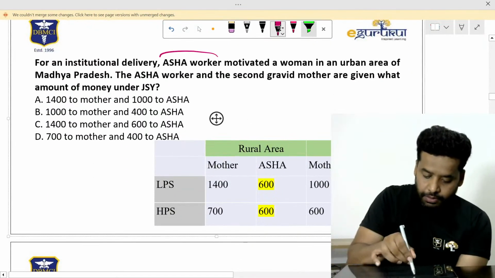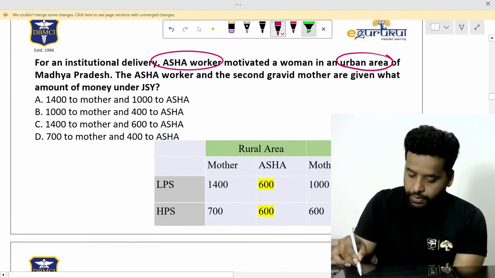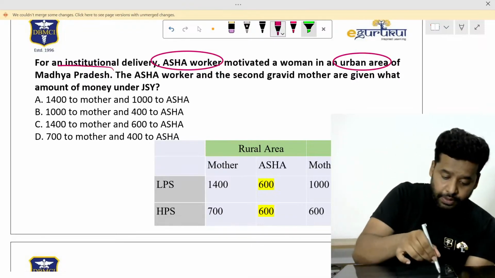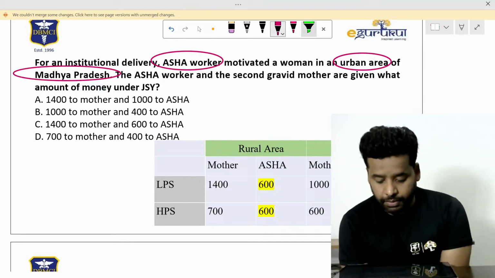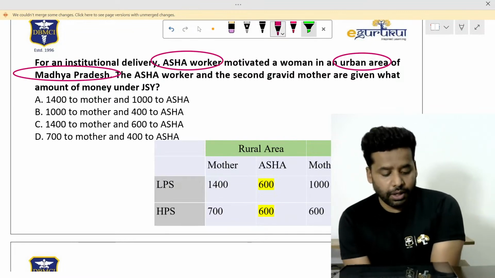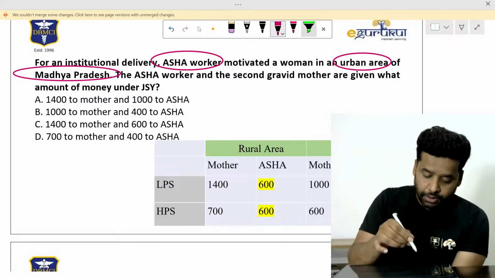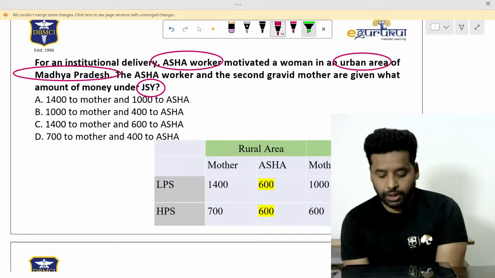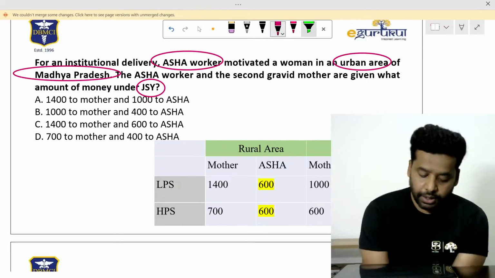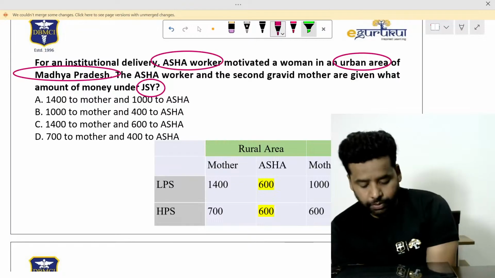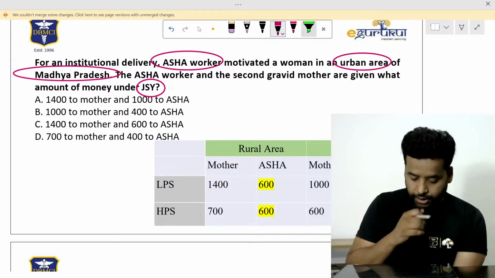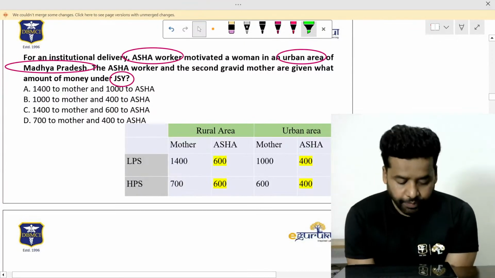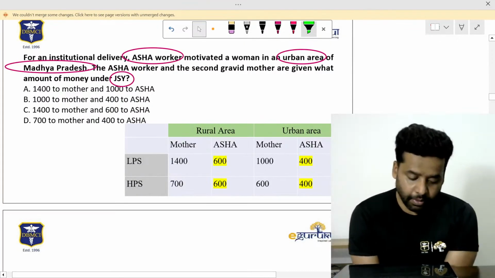ASHA worker is motivating women in urban area of Madhya Pradesh. So what is this scheme called? Yes, good. Janani Suraksha Yojana. What they want you to know is whether this Madhya Pradesh is a low performing state or a high performing state. That is what they wanted to know.